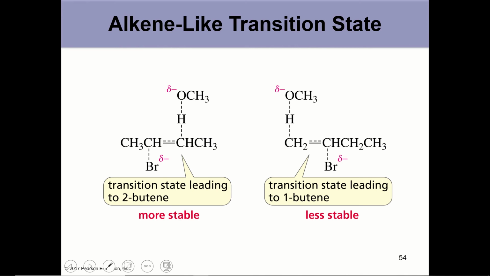We have an alkene-like transition state when this occurs. The transition state has partial bonds at each position where bonds are going to form or break. The bond between carbon and bromine is breaking, the pi bond is forming, the bond between carbon and hydrogen is breaking, and the bond between the base and the hydrogen is forming. This is the transition state leading to 2-butene, and it is more stable because it gives the more stable alkene. The transition state leading to 1-butene is less stable, having a less stable partial pi bond.